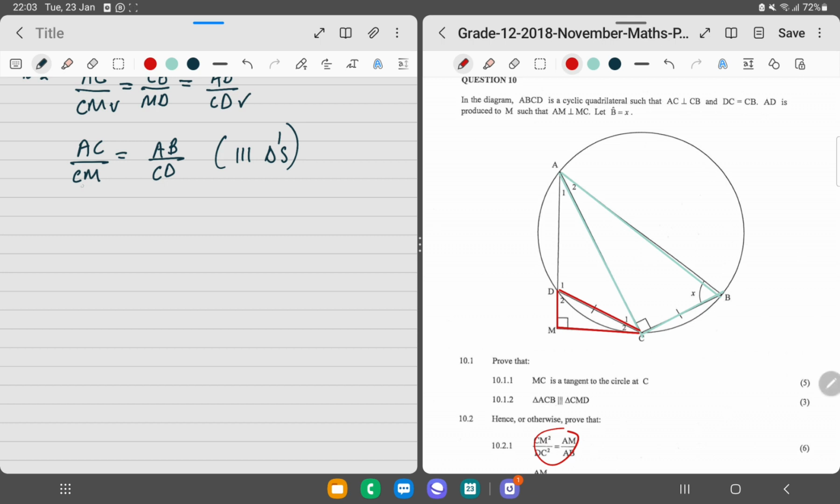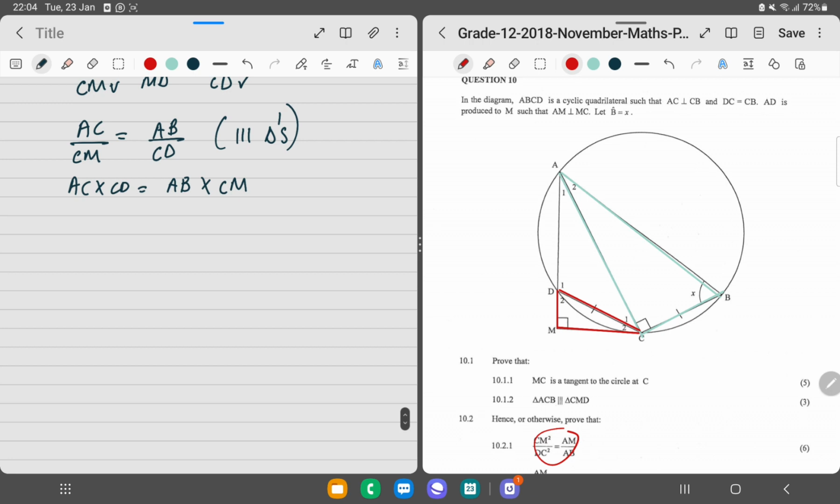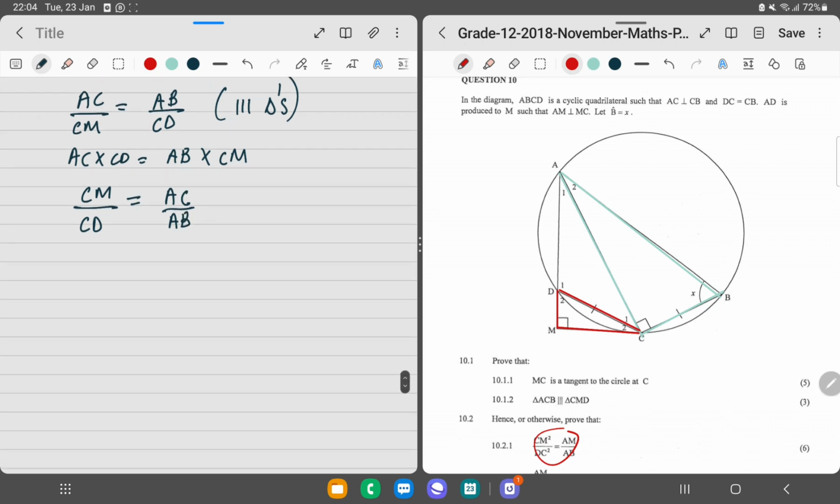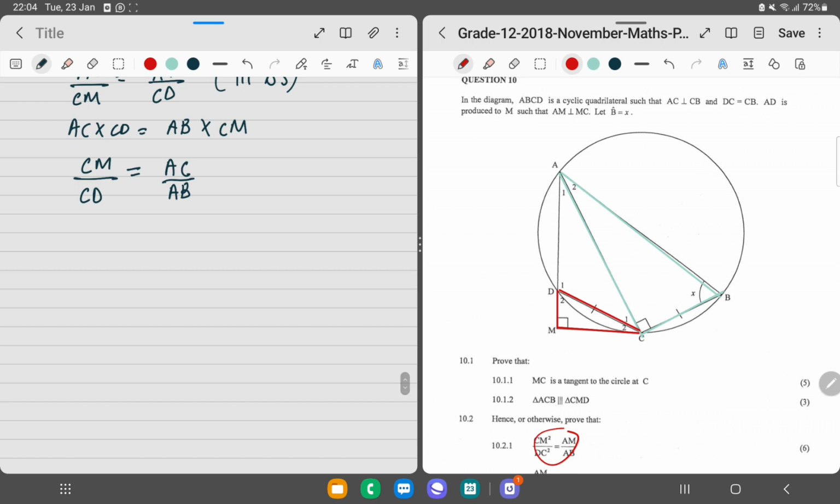Okay, so AC multiplied by CD is equal to AB multiplied by CM. So I want to have CM on top. So CM over CD at the bottom, so this is going to be equal to AC all over AB. So I need to figure out a way to remove the AC because I don't have any AC there. Let's see.